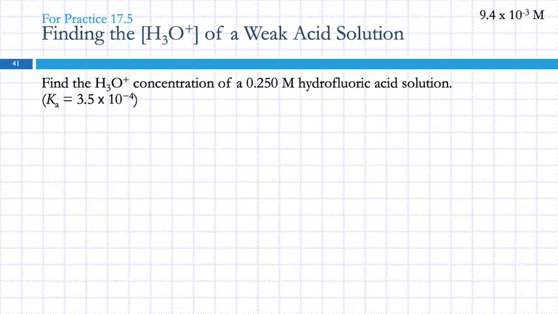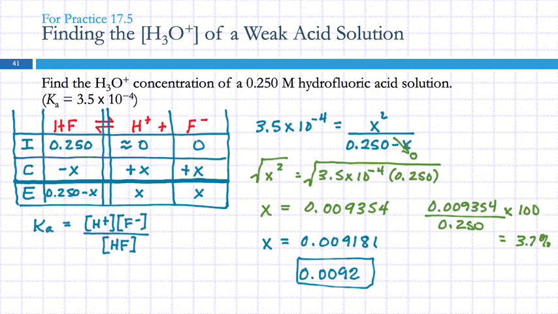Well, let's see what the answer is. 9.4. So the book used the x is small approximation and got 9.4 here. We got 9.2. Small difference, not a big deal. Any questions about that one?